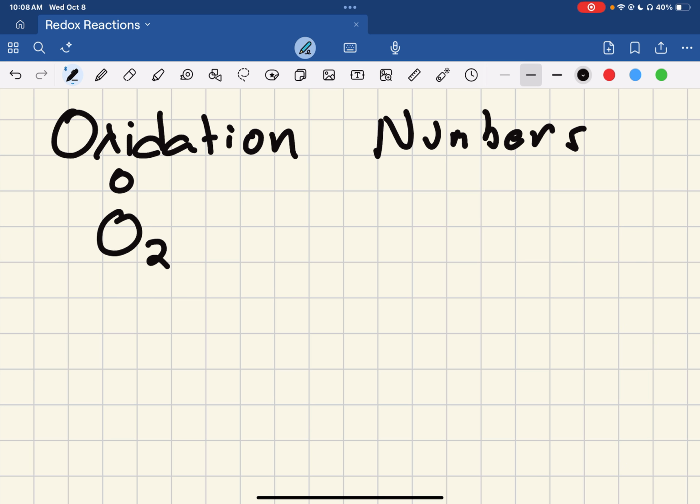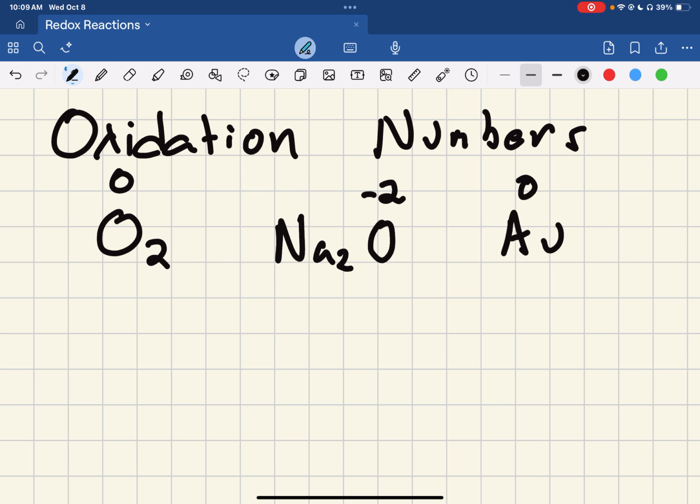Now, if you see oxygen bonded to anything else, let's say, for example, something like sodium oxide, Na2O, oxygen will typically be -2 as an oxidation number. Other things we should know: if you have any kind of metal, like gold, it's going to have an oxidation number of 0 because it's not bonded to anything. Real simple things to remember.